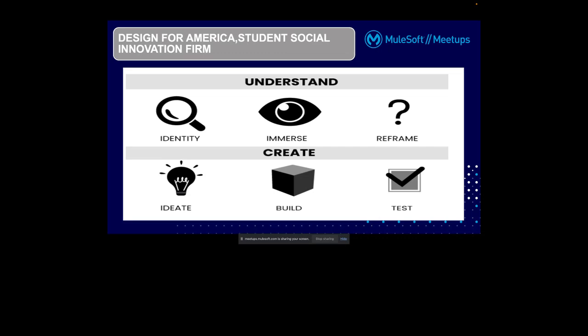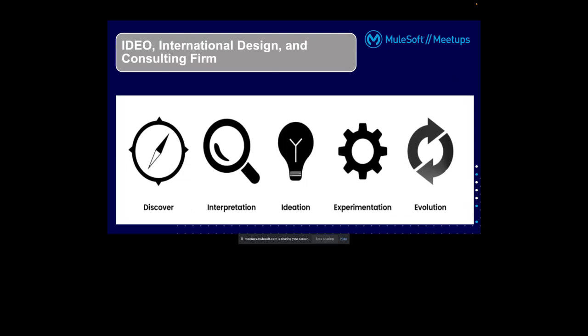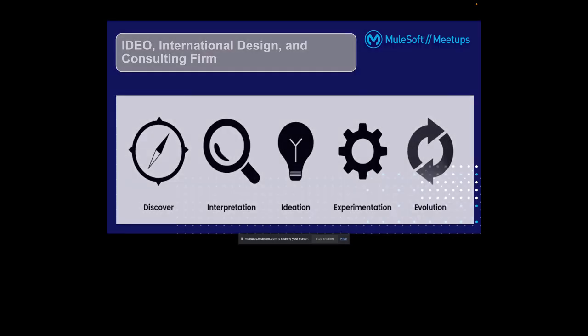And again, IDEO, the international design consulting firm, says discover, interpretation, ideation, experimentation, and evolution, and then again go for discover. So it's a repeated process.